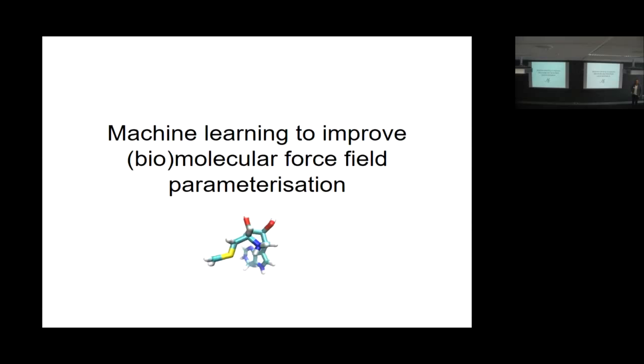So I work on molecular simulation, usually biological molecules. This is a very small example. Normally we're looking at things that have many thousands of atoms, and so they're much bigger and much more complicated, which is why you can't really think about it and you need a computer model.